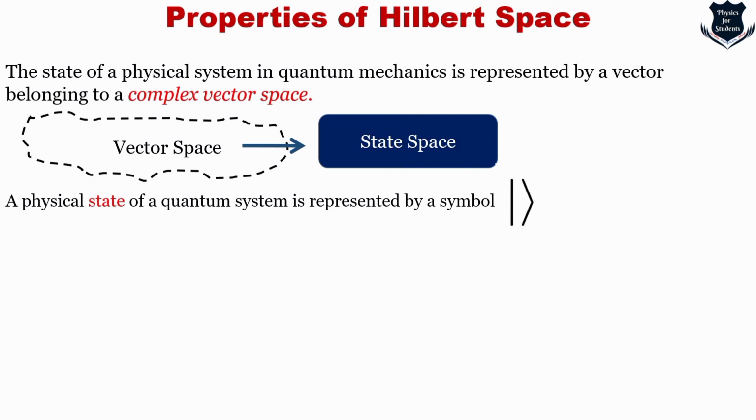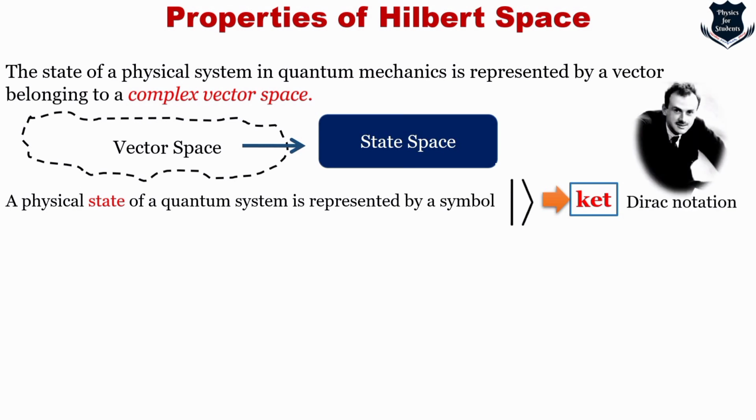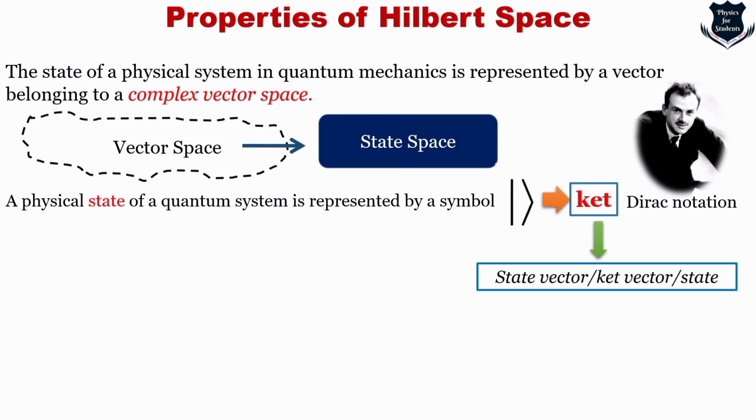Okay, a physical state of a system is denoted by a symbol and this is called the ket, right? And this has been coined by the famous English mathematician Paul Adrian Maurice Dirac, and that is why it is called the Dirac notation. So the notation is very prominent in the description of quantum mechanics. Also note that the ket notation is also called a state vector or a ket vector or state. Why? Because it represents the physical state of a quantum system.